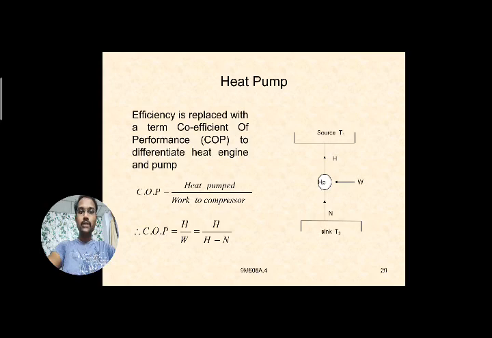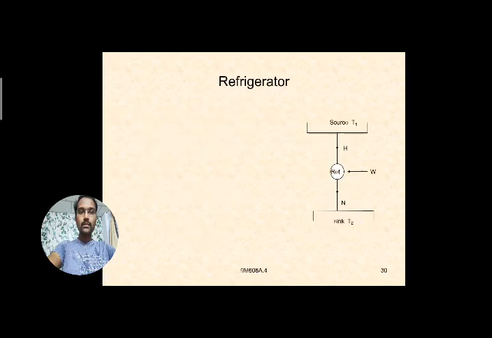So W you can write as the output minus the initial heat you are taking from the sink, H minus N. So COP is H by H minus N, that is for the heat pump. Similarly, you can explain the same with the same diagram for the refrigerator also. So take the same diagram.